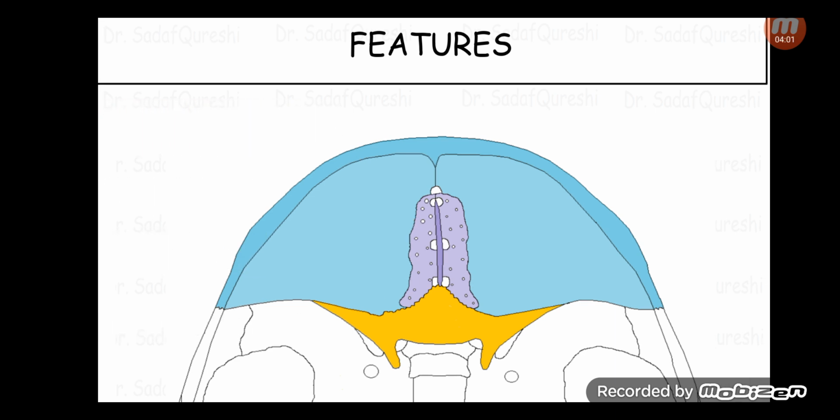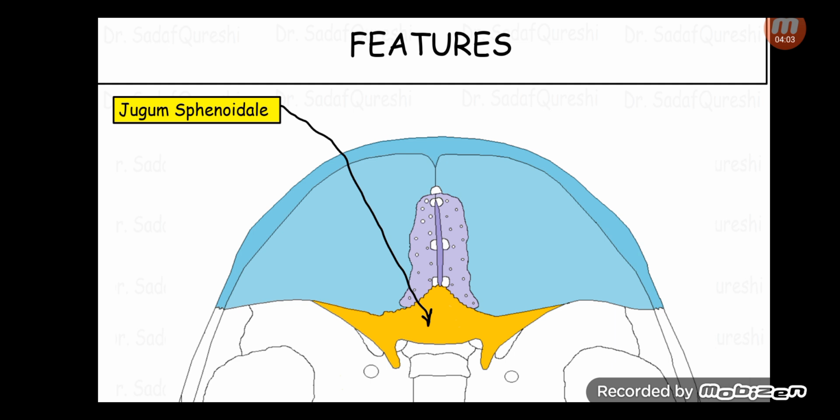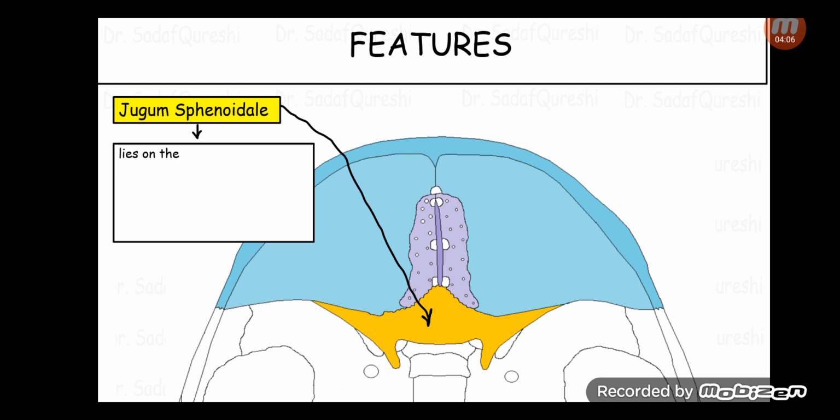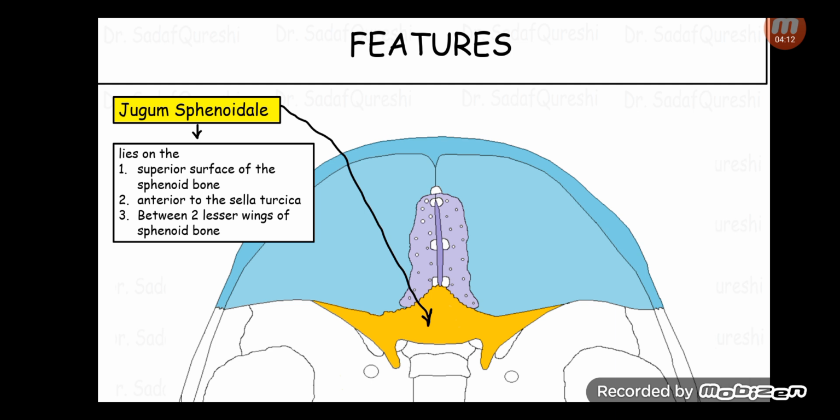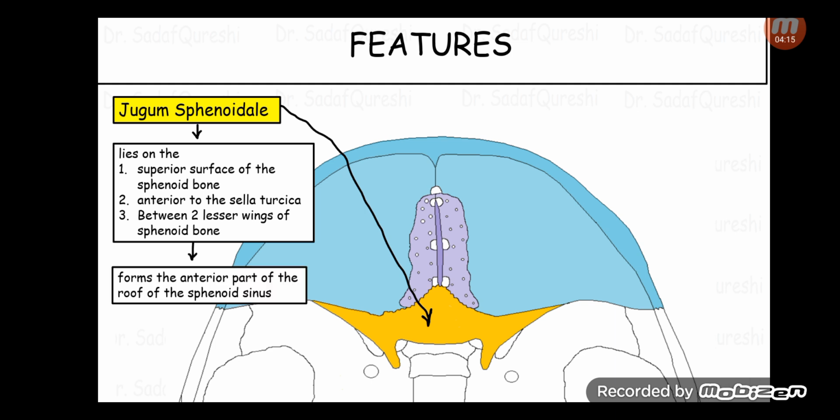Next we will talk about jugum sphenoidale, which is a feature of anterior cranial fossa. It lies on the superior surface of sphenoid bone. It is anterior to sella turcica, and it is between the two lesser wings of sphenoid bone. It forms the anterior part of the roof of the sphenoid sinus.